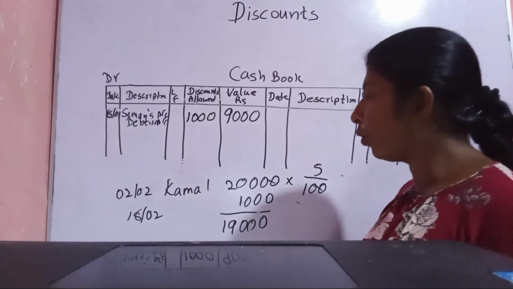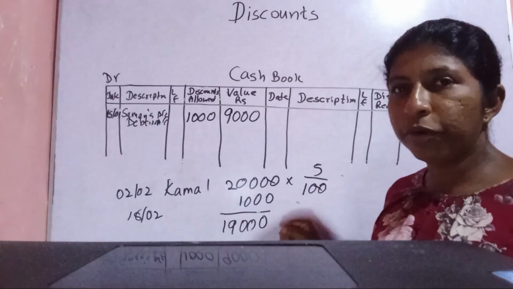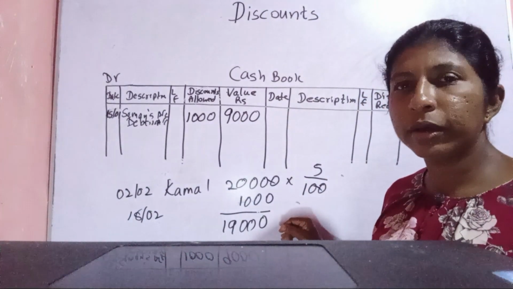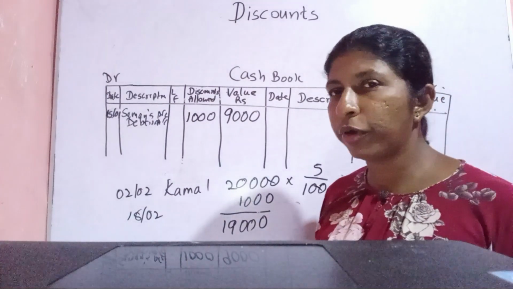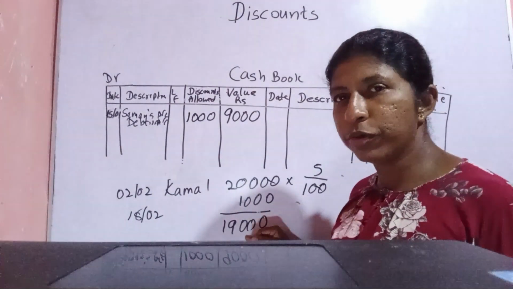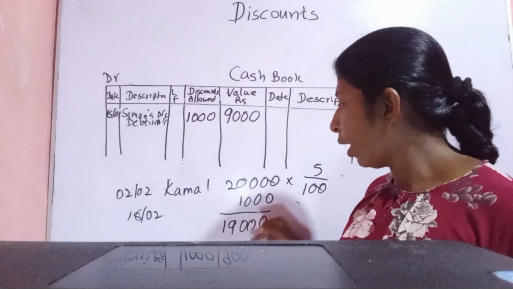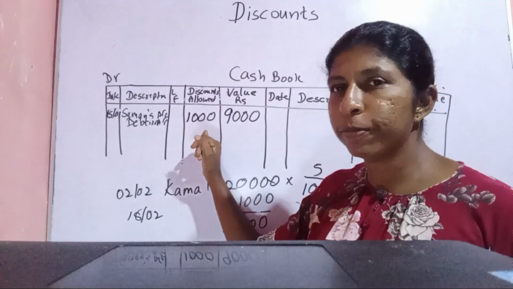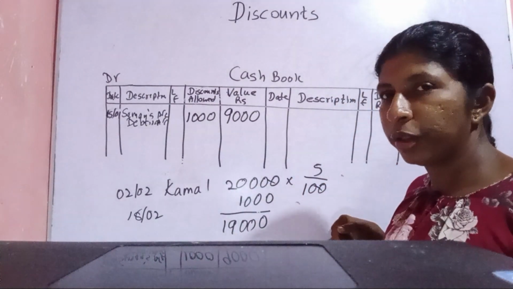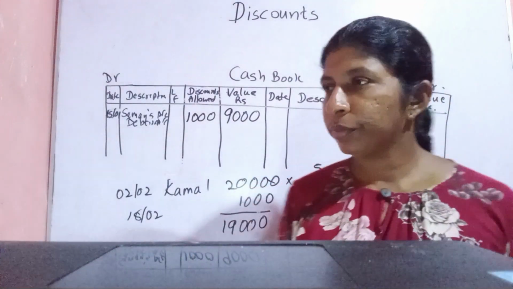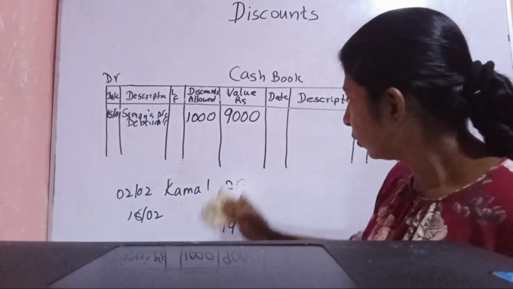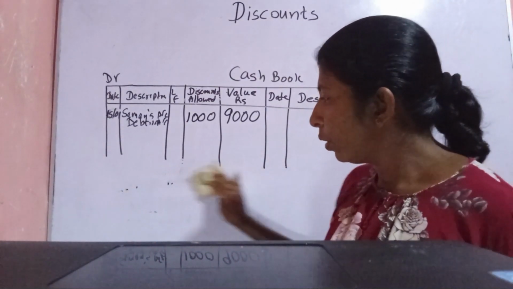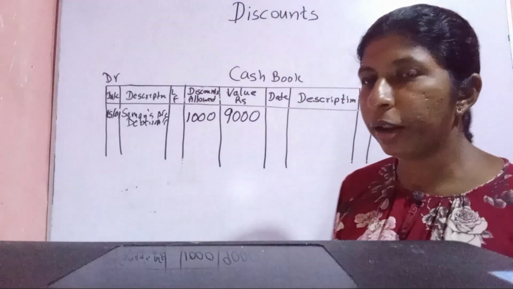Now we can record this. We have to debit this figure to the cash book as well as we have to credit 19,000 to the debtors account, and for this 1,000 we have to write it in the discounts allowed column as well as credit to the debtors account. You have to draw another ledger account for Kamal.